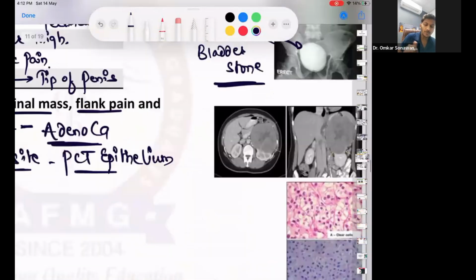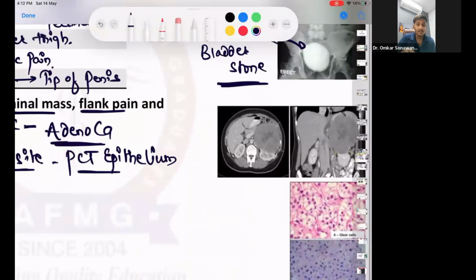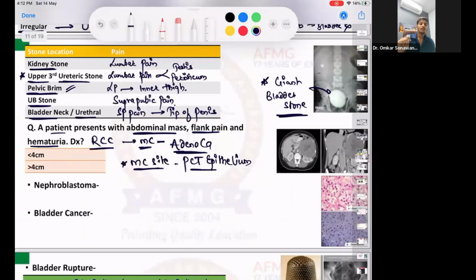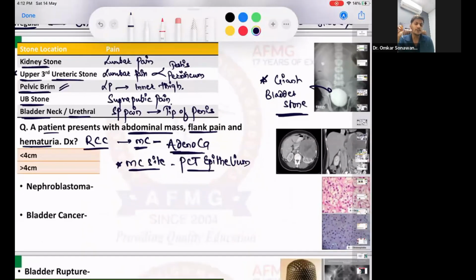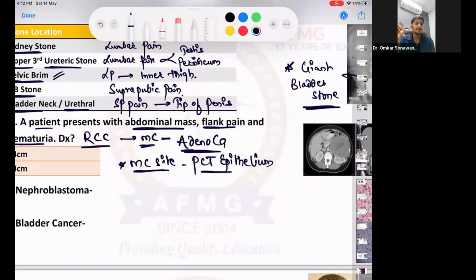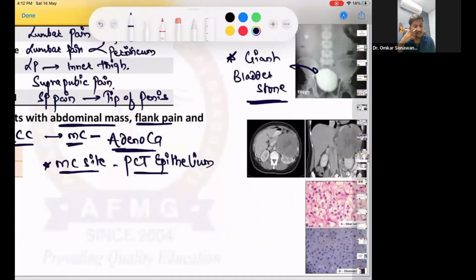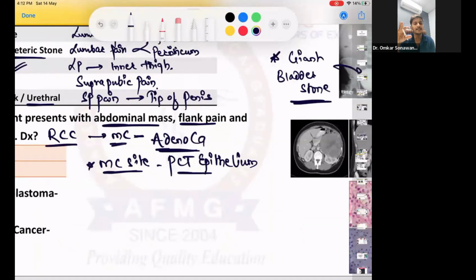Then the investigation of choice. What is the investigation of choice for renal cell carcinoma? For all the cancers, it is biopsy. Is it so for renal cell cancer as well? No. Very good. For liver cancers or renal cancers, usually painless hematuria is seen in renal cell carcinoma, usually in the earlier stages. In the later stages, the patient can have pain. No issues with this.